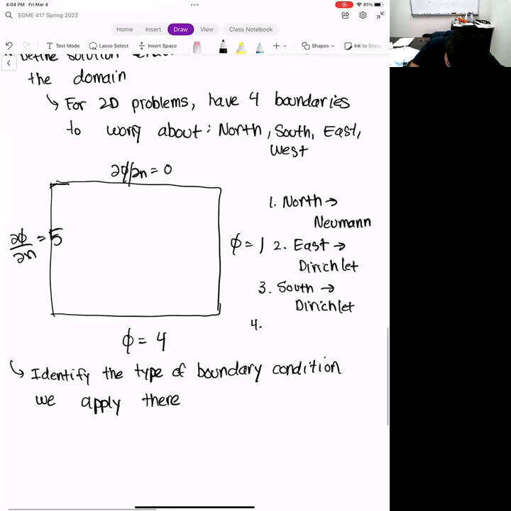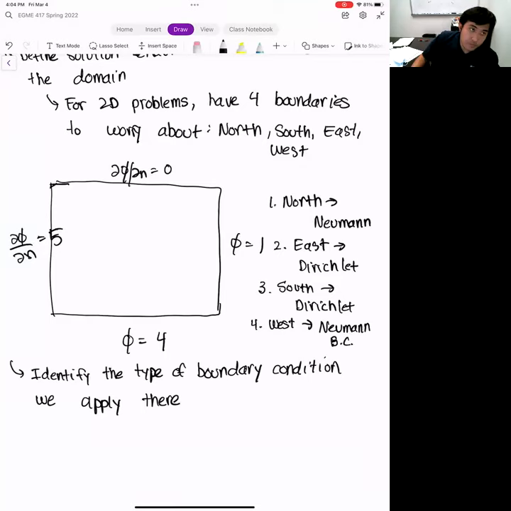And so this is also going to be a Dirichlet boundary condition. All right, finally we have the west boundary. Here we have a boundary condition on the derivative: partial phi partial n is equal to 5. And so this is a Neumann type boundary condition.